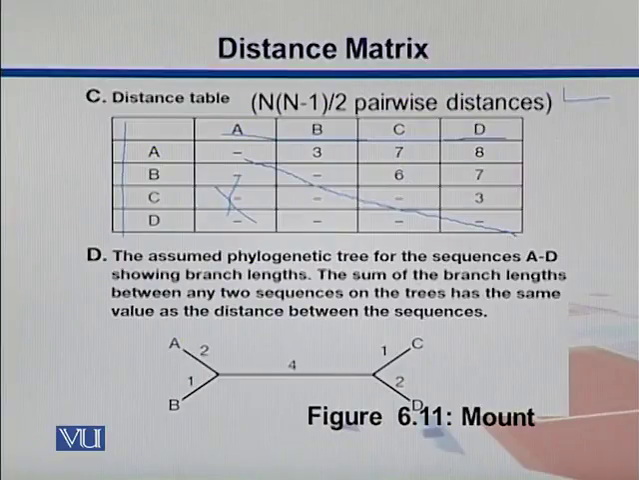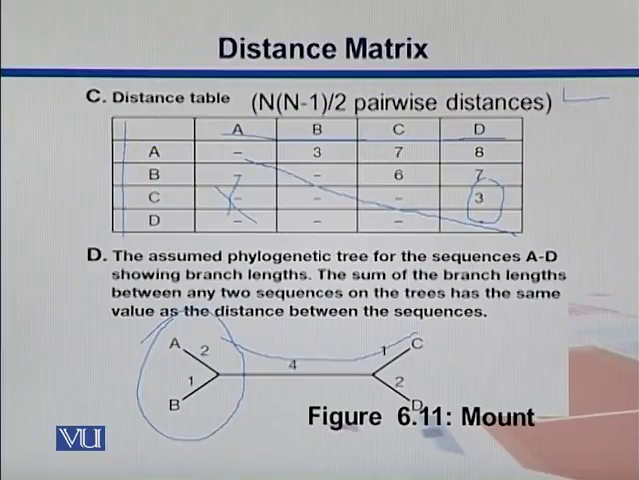Then we use those distances and we can come up with a tree such that the sum of the branch lengths between any two sequences has the same value as the distance between those sequences. For example, A and B are arranged such that the sum of their branches, that is 2 plus 1, is equal to 3, which is the same as their difference in this matrix. We can go from A to C, so we have 2 plus 4 plus 1, so they are at a distance of 7, which is right here. We can see A and C are separated by a distance of 7.